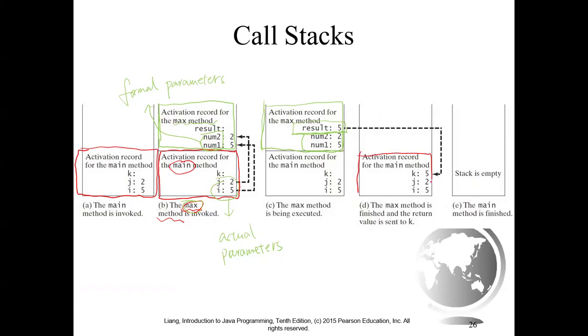This is the main frame. And then this one will return to K. Because what we invoke is K equals max(2, 5), right? So the result is 5. So K is 5 now. And once the main method is finished, the stack is empty. That means the program has ended. And that is the call stack and the internal status for this method.